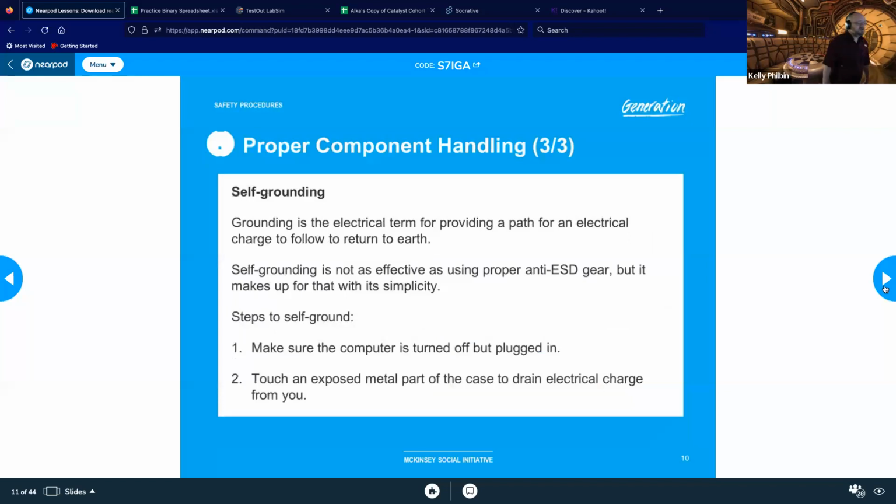All right. So talk about self-grounding here. And this one is not really recommended. This is basically by using the grounding mechanism in the computer itself, because if you have a 3-pronged plug, the 3rd prong, the round one that you see at the bottom, that is the grounding prong. So it allows the computer to be grounded out. Not recommended, but if you have no ESD equipment, it's at least better than nothing.